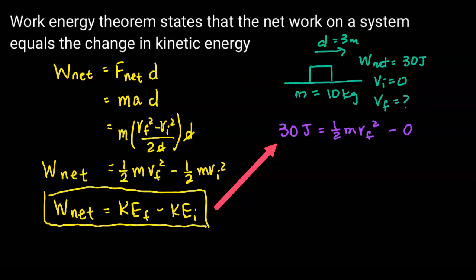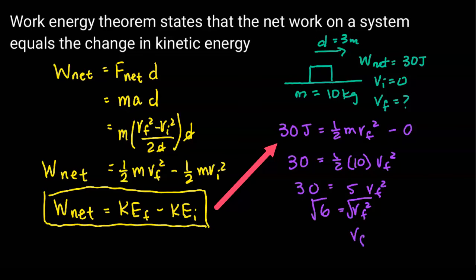Okay, so to calculate this, we can just take 30 is equal to 1 over 2 times 10, and we're looking for Vf squared. So we have 30 equals 5 Vf squared. 30 divided by 5 is 6 equals Vf squared. We're going to square root both sides, and we get that Vf is about 2.4 meters per second. So this is telling us that after pushing the box 3 meters with a net work of 30 joules, the box will end up with a final velocity of 2.4 meters per second.